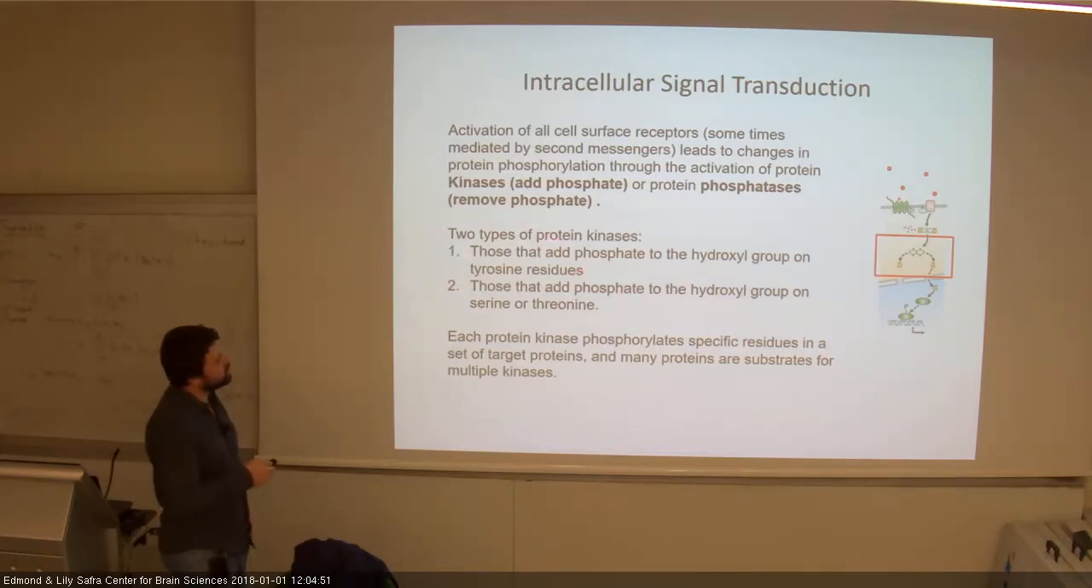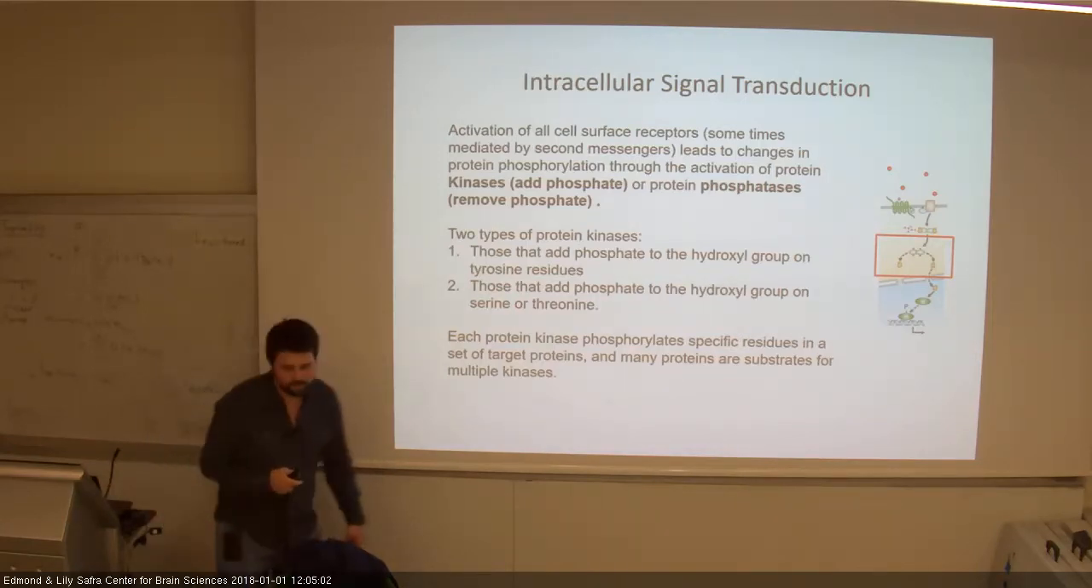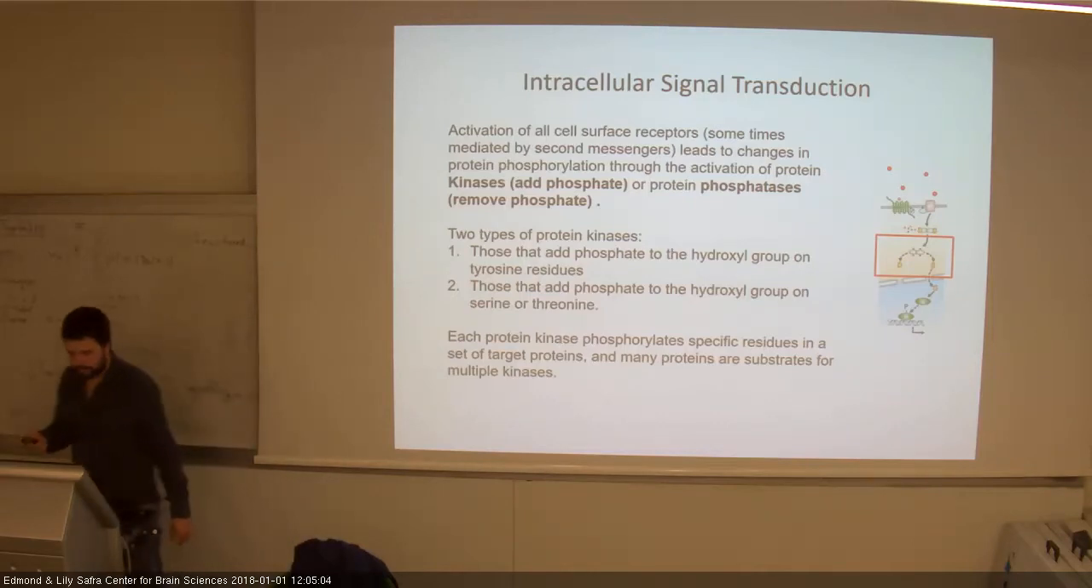And these kinases phosphorylate, again with the use of the phosphate from ATP, very typical residues. So we can divide them into two types of protein kinases: those that add a phosphate to tyrosine residues, and those that add a phosphate to serine and threonine residues on their target protein.